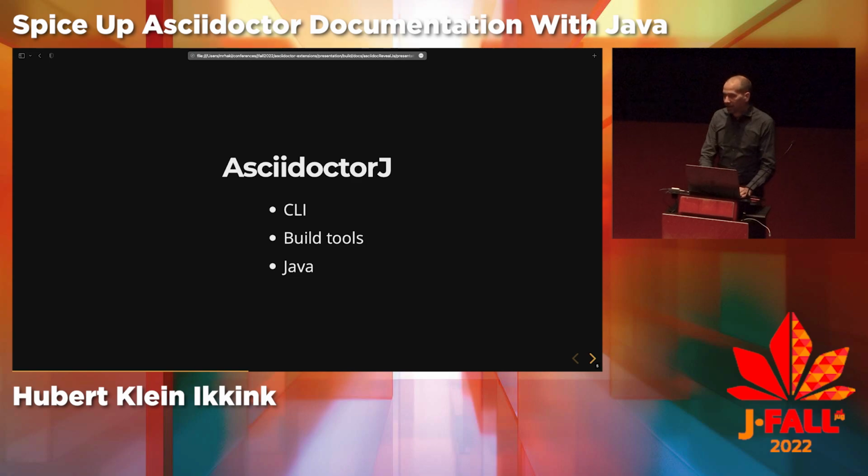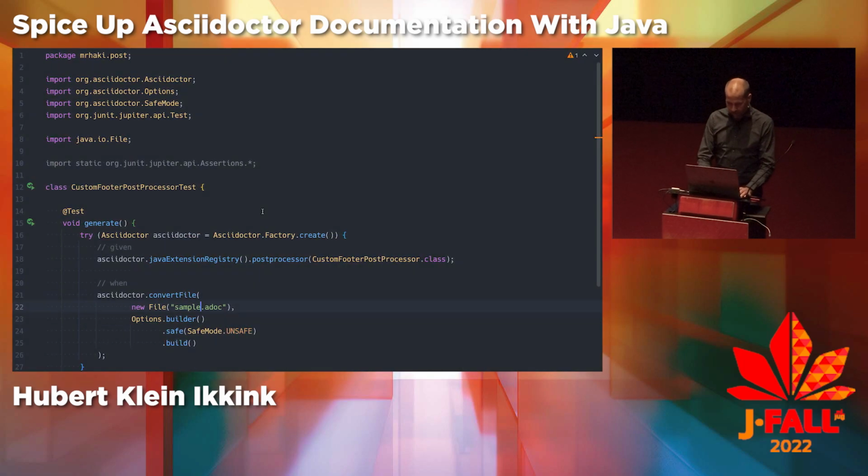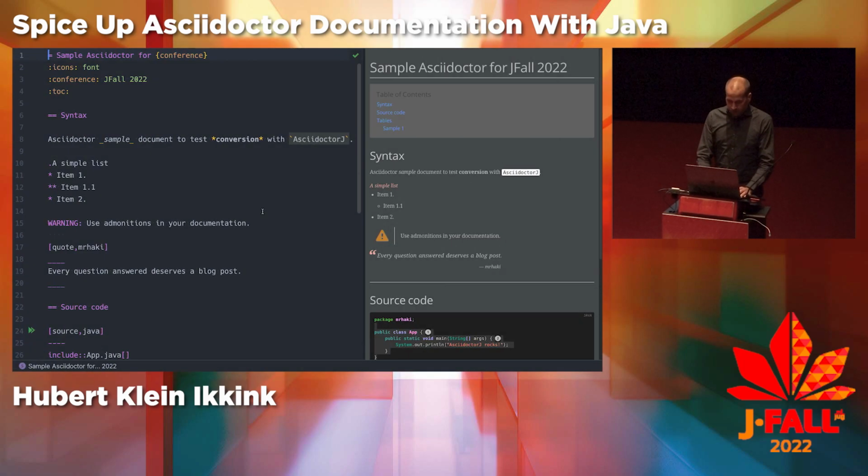The other nice thing is what I mentioned before, Asciidoctor J. It's not only a command line tool, it's also a dependency. So if you include this as dependency in your project, you can use the same Asciidoctor J things we saw before, like converting documents, in your Java code. So let's see how that works. Let's go to the correct one.